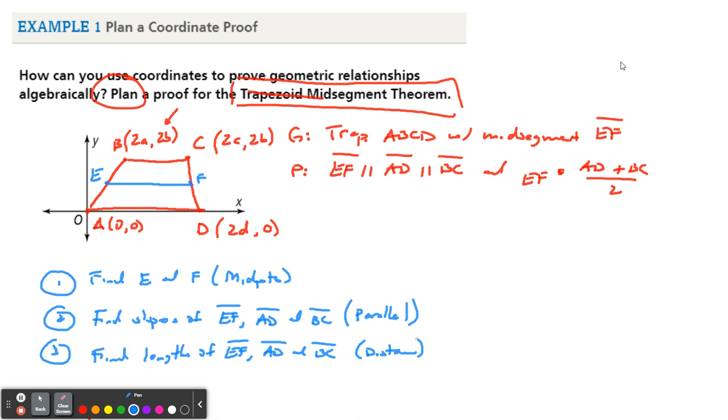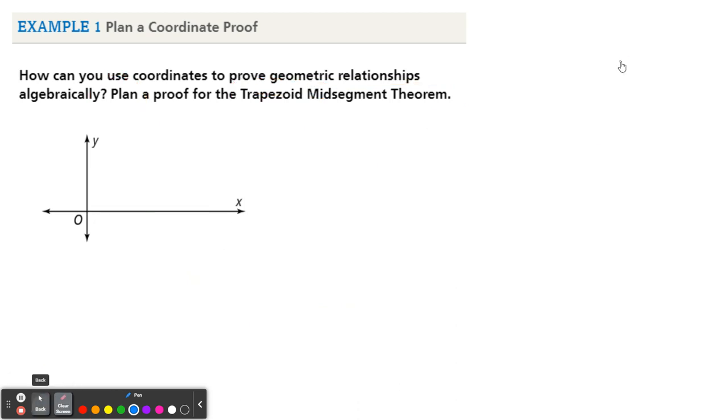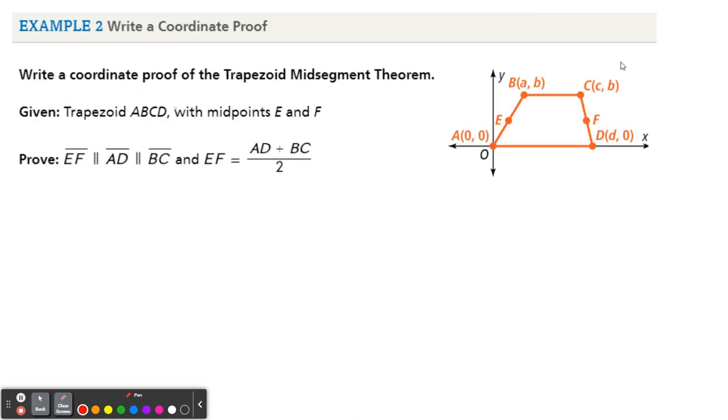Okay? All right, so now we're going to go through and execute that plan. Okay, so here's the plan. Now, again, I told you different coordinates, so please edit this with me. So we're going to let B be 2A, 2B. Again, just trying to save you on the fractions. Let's let C be 2C, 2B. And then we're going to let D be 2D, 0. Okay? All right, so let's go through.